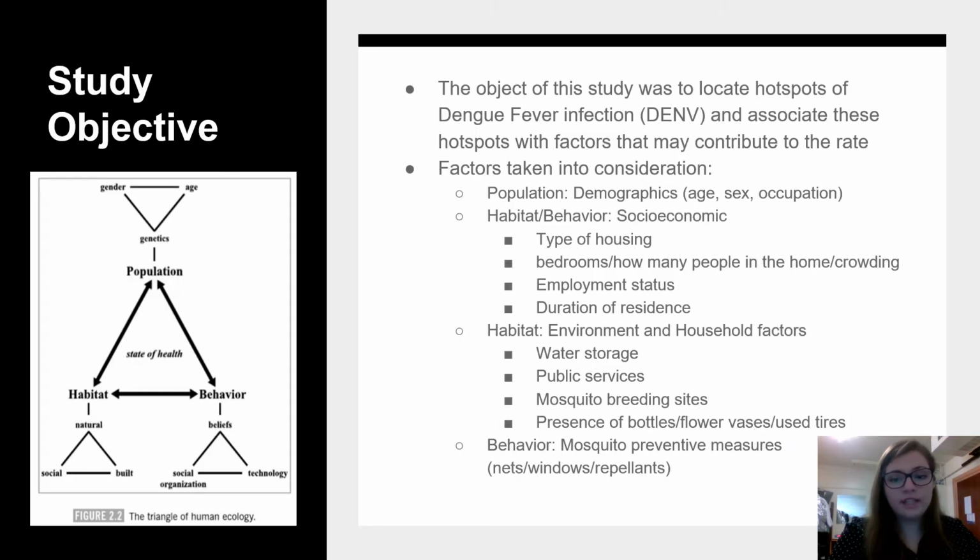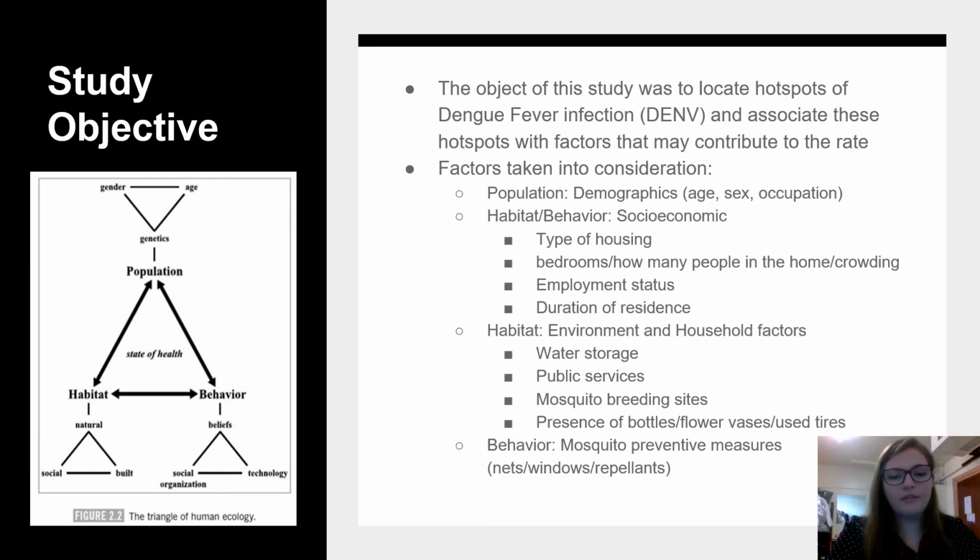The objective of this study was to locate hotspots and associate these hotspots with factors that may contribute to these rates. They divided their factors into 4 subcategories: demographics, socioeconomic factors, environmental and household factors, and mosquito preventative measures. The demographics data included age, sex, and occupation, which mostly fell underneath the population vertex. The socioeconomic factors took into account their type of housing, crowding, bedrooms, employment status, as well as duration of residence, which can be divided between the habitat and behavioral vectors.